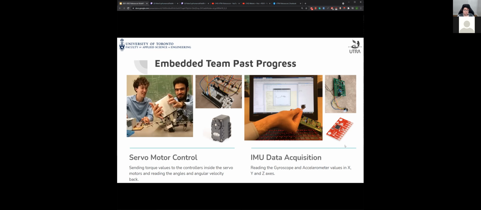Previously, he's also done the IMU data acquisition, which I mentioned earlier, is in charge of passing all the orientation information for the robots, which is very crucial for it to function properly.